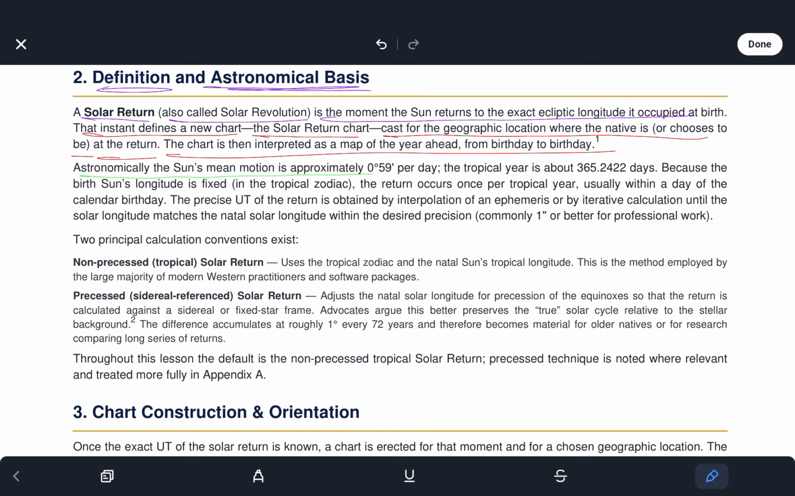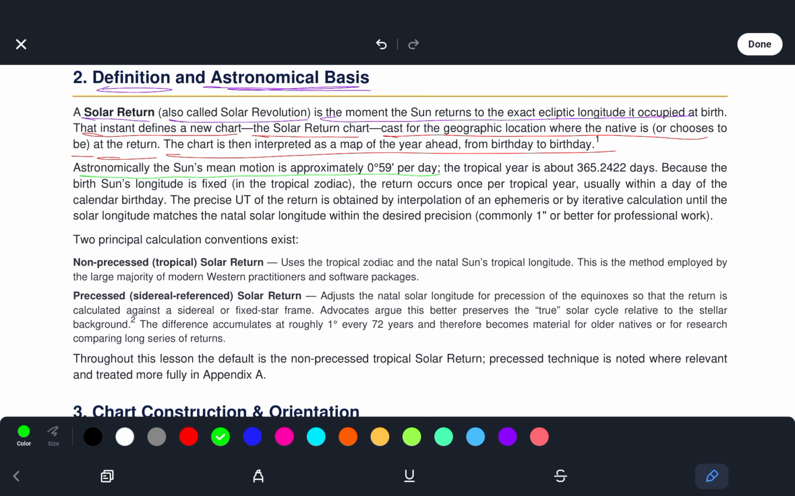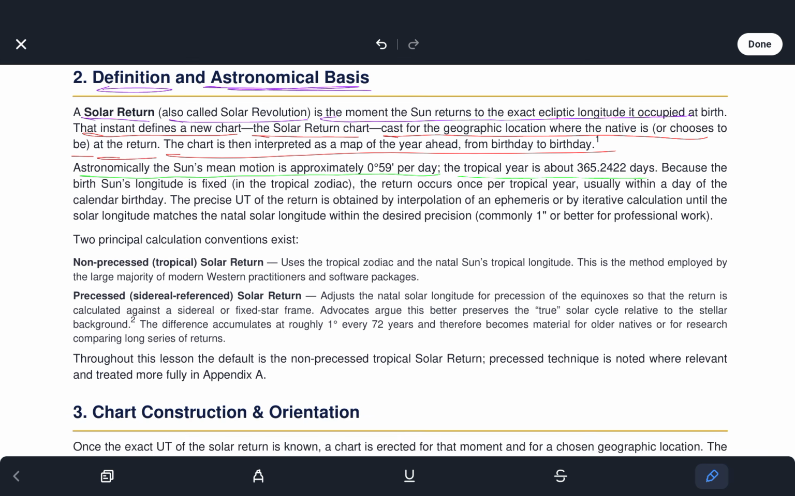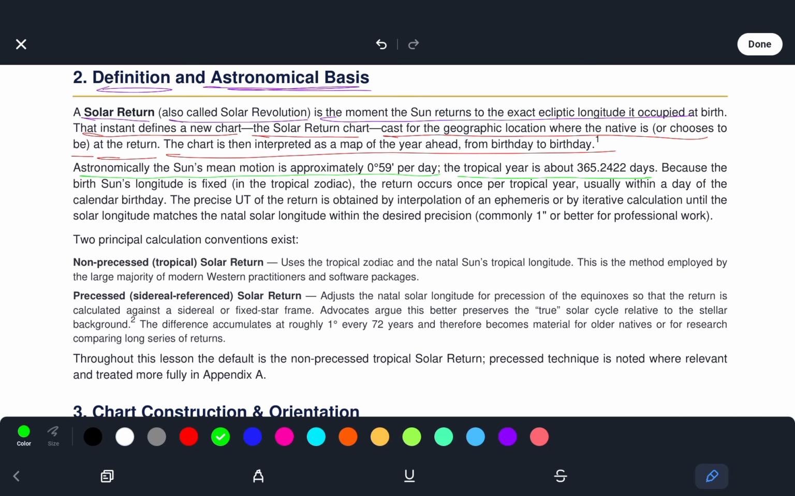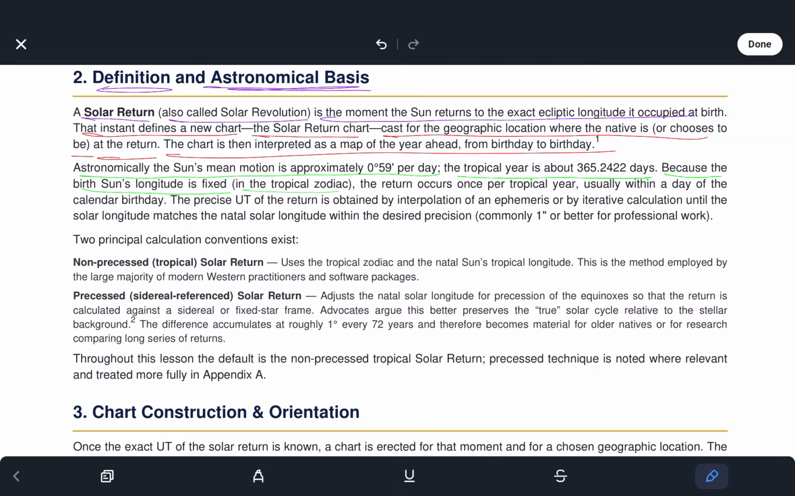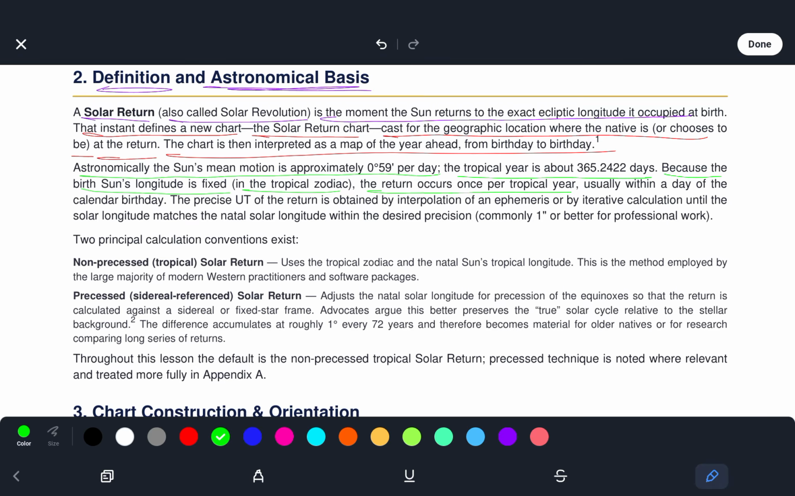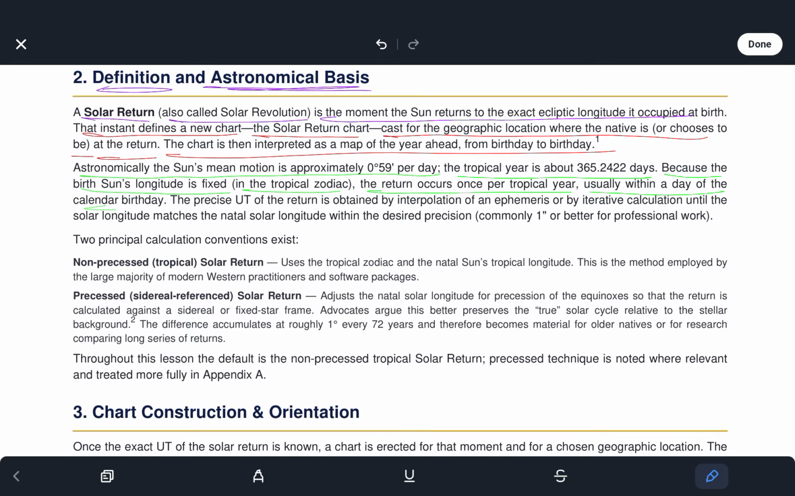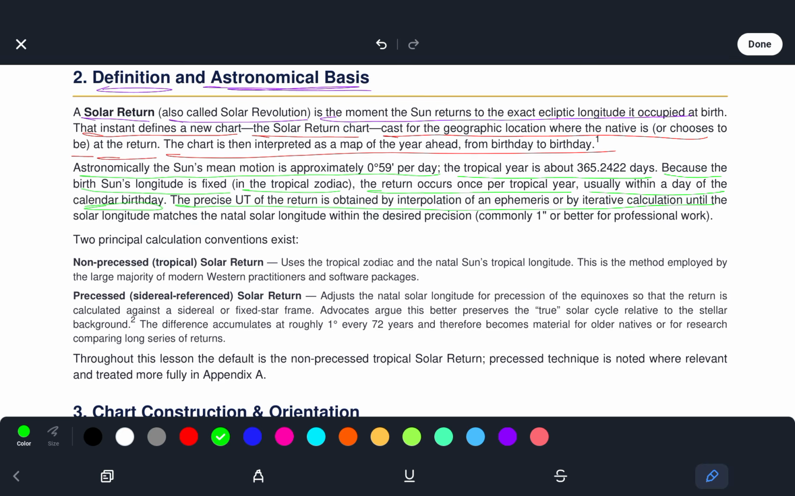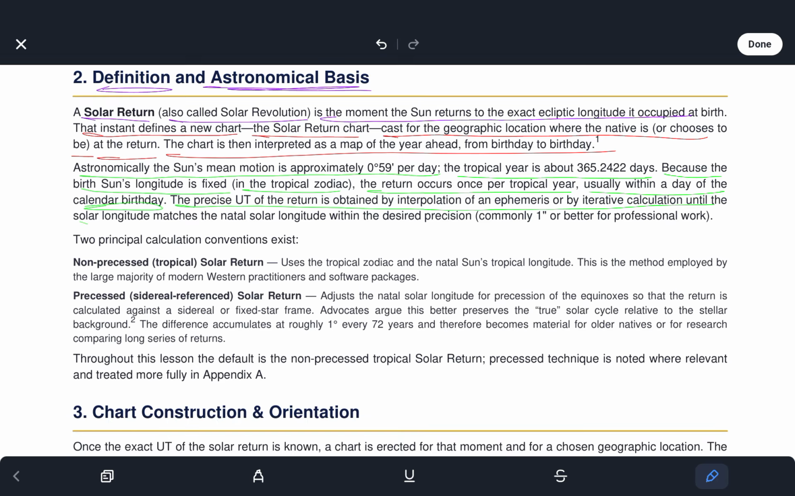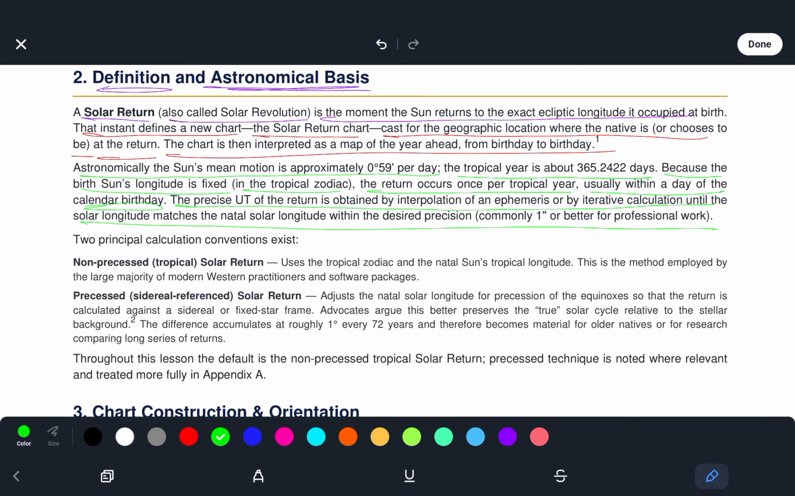Astronomically, the sun's mean motion is approximately 0 degrees 59 arc minutes per day. In tropical years, about 365.2422 days. Because the birth sun's longitude is fixed in the tropical zodiac, the return occurs once per tropical year, usually within a day of the calendar birthday. The precise UT of the return is obtained by interpolation of an ephemeris or by iterative calculation until the solar longitude matches the natal solar longitude within the desired precision, commonly 1 arc second or better for professional work.